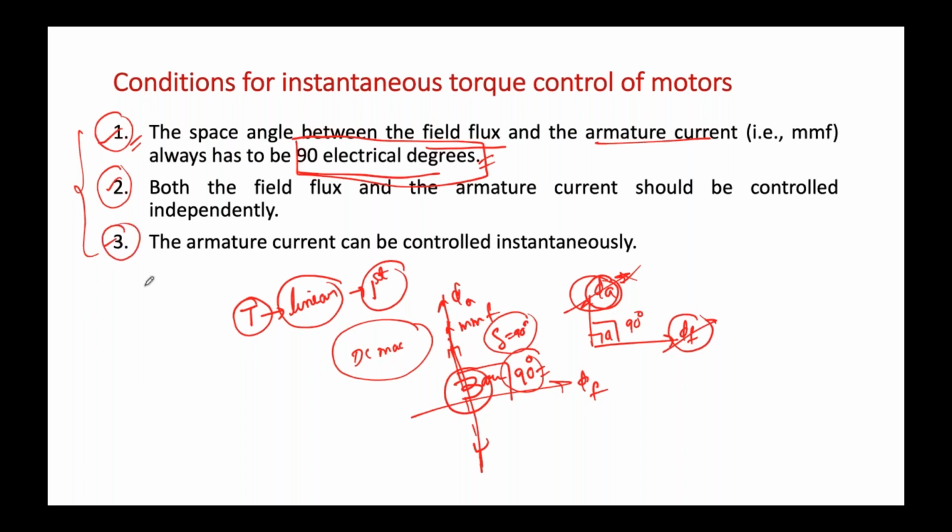That is the advantage. The space displacement angle is 90 degrees electrical. One more thing: we can control the armature current instantaneously. If the space displacement angle is 90 degrees, by controlling the armature current instantaneously there is no effect on the field flux. Then the number of state variables involved in the torque expression will come down. These three are very important points, particularly if you want to control the torque instantaneously.